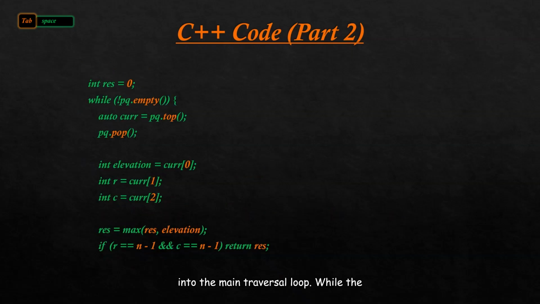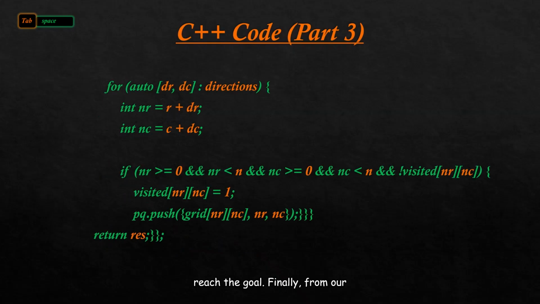Next, we move into the main traversal loop. While the priority queue is not empty, we pop the cell with the smallest elevation value. For each popped cell, we compare its elevation with our running maximum, res. This value res always represents the highest elevation we have seen so far on our path. If at any point we reach the bottom right cell, that is (n-1, n-1), we can immediately return res, because by then the water level has risen just enough to make that route possible. This approach guarantees that we find the earliest possible time we can reach the goal.